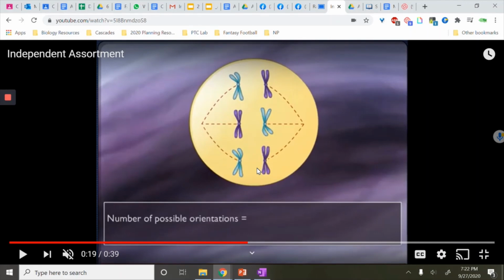So that's this idea of independent assortment. And it means that when you're making a gamete, there's an equally likely chance of you getting the alleles from genetic mom or genetic dad for any given chromosome. So just because you got genetic mom's alleles for chromosome 1, you could get genetic dad's alleles for chromosome 2, or you could get genetic mom's. It's a 50-50 chance, depending on which side those chromosomes are lining up. So let's let this video play through again. You're going to see that these homologous pairs are going to go to different ends of the cell after this math situation is finished.